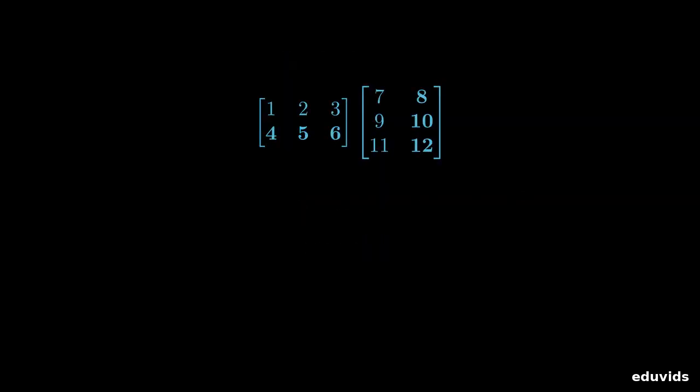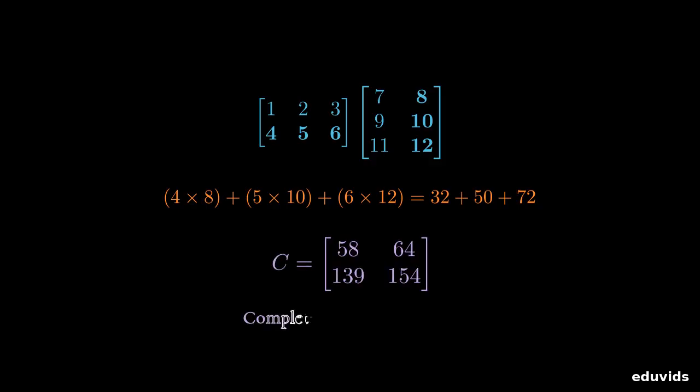Finally, for the bottom right entry, take the bottom row of A and the right column of B. Multiply 4 by 8 to get 32. Multiply 5 by 10 to get 50. Multiply 6 by 12 to get 72. Add 32 plus 50 plus 72 to get 154.